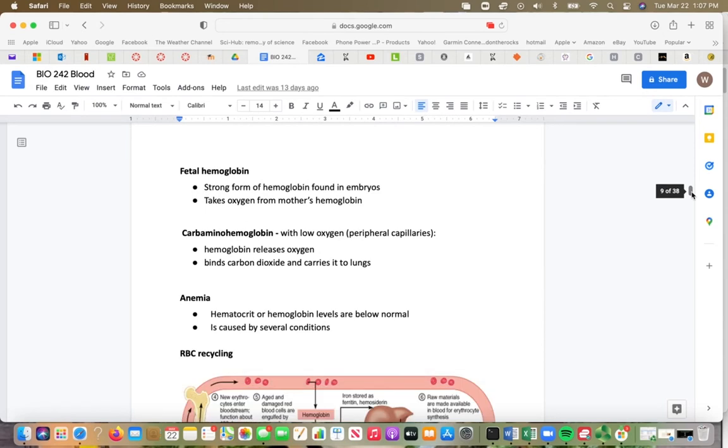Fetal hemoglobin has to be a little bit different. It's a strong form of hemoglobin, specifically in the embryo. It needs to be a little bit stronger so that it can take oxygen from the mother's hemoglobin. It just needs to have a slight advantage there. Carbaminohemoglobin: with low oxygen, the hemoglobin will release the oxygen, and then it will bind the carbon dioxide in the tissue and carry it to the lungs. So this is an important step, because once we have hauled the oxygen to the tissue, we need to drop it off there. This allows that to happen and then to pick up the waste product of the carbon dioxide.